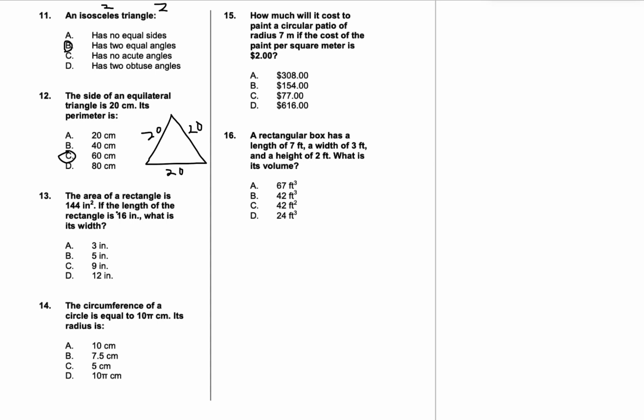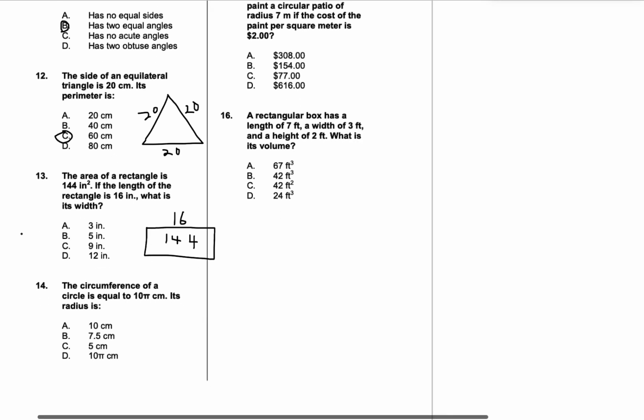And then 13 says the area of a rectangle is, so we can draw this one out just to help us mentally. At least I try to draw these ones out. So the area is equal to that, and if the length of the rectangle is 16, we can put that length maybe on top of it. What is its width? We could solve for this mathematically as well. So what we would do is, we know the area of a rectangle is solved as area is equal to length times width.